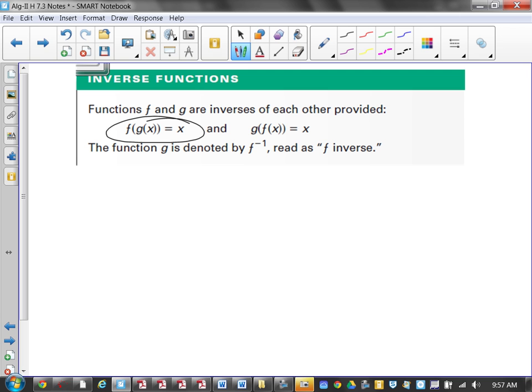If you take an f of g of x equation, substitute together, and you get x, and you take a g of f of x equation, and you also get x, that means those two values are inverses of one another. That means those two equations would be inverses of each other.